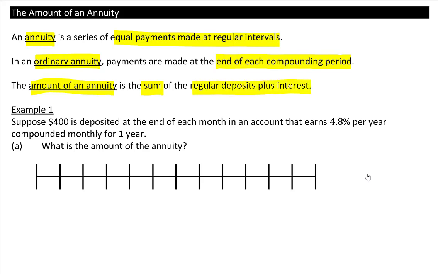So let's go through an example on how you could calculate the amount of annuity. So suppose $400 is deposited at the end of each month in an account that earns 4.8% per year, compounded monthly for 1 year. So we're making deposits at the end of each month. So let's start with month 0, 1, 2, 3, 4, all the way up to the 12th month of the year. And again, at the end of each month, we're going to put in $400.